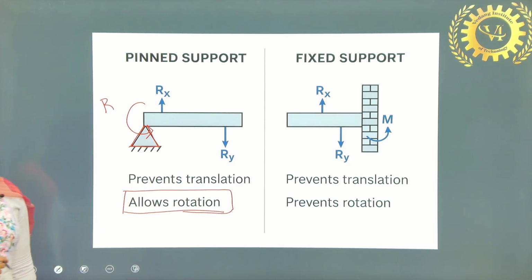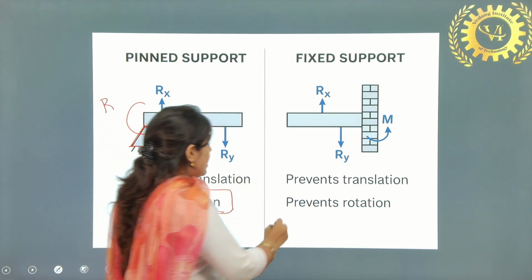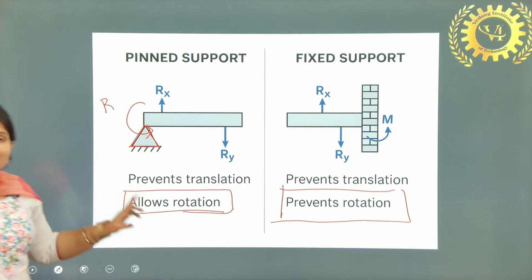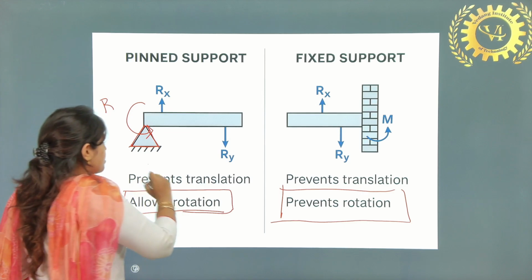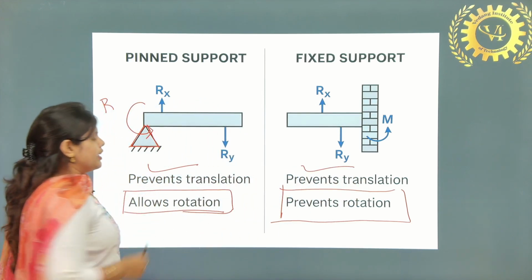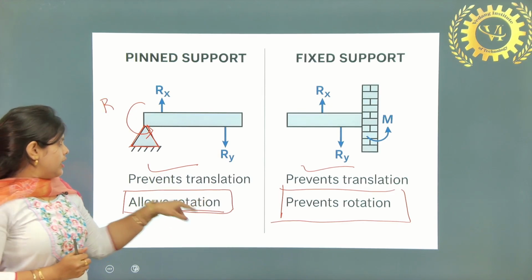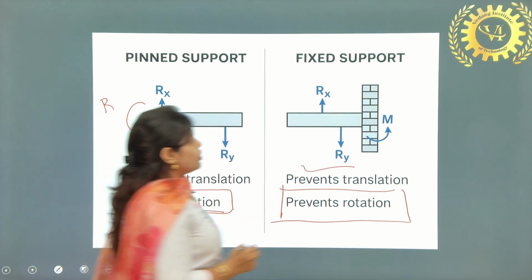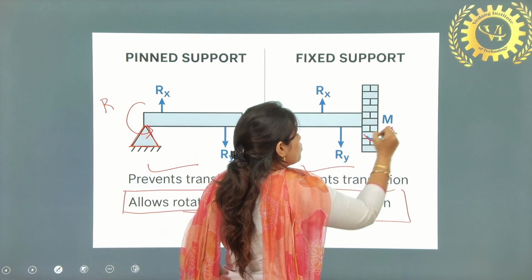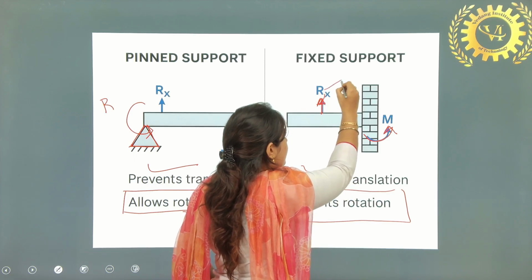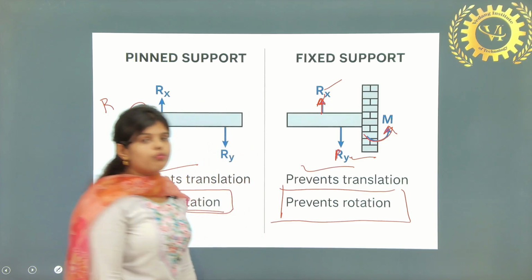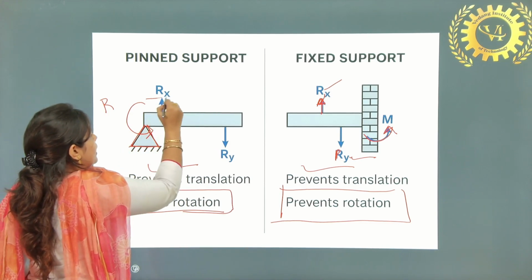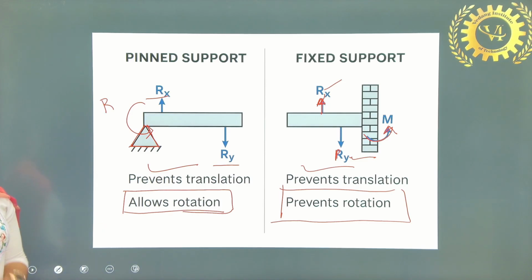The biggest difference between pin and fixed support is that fixed support prevents rotation, but pin support allows rotation. The similarity is that both prevent translation. So the reactions coming from a fixed end are in the horizontal direction, that is Rx, and in the vertical direction, that is Ry, plus a moment. But in the case of pin support, only two, Rx and Ry, come from the pin support.